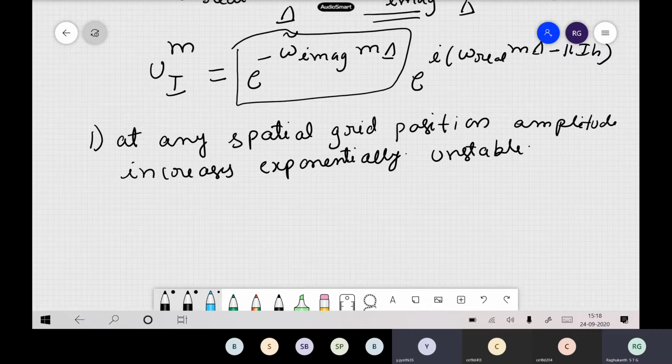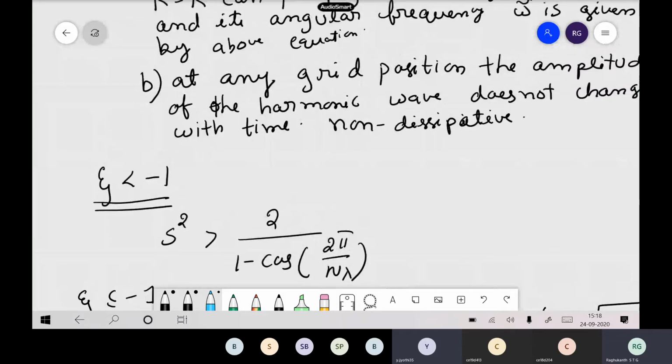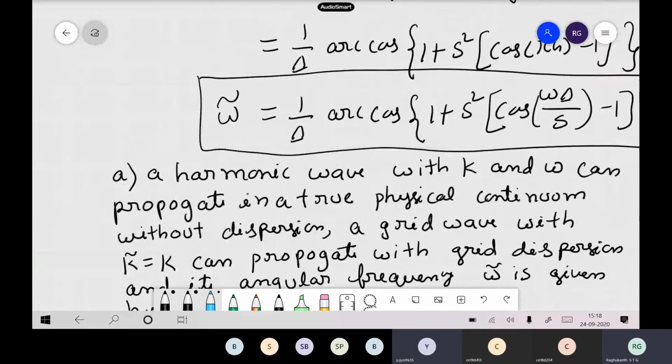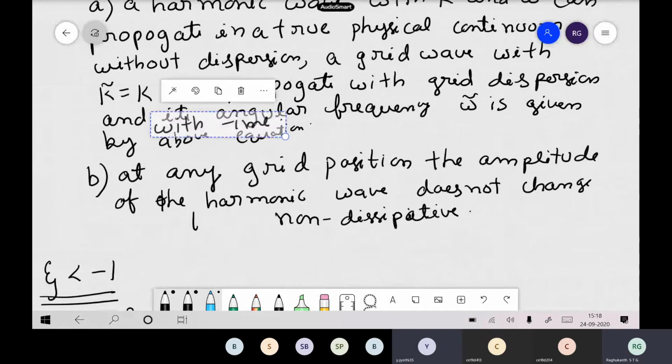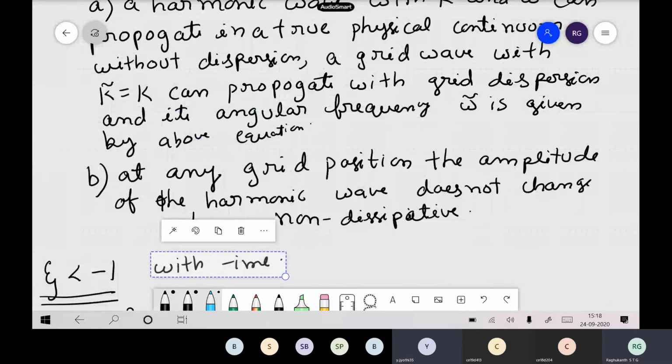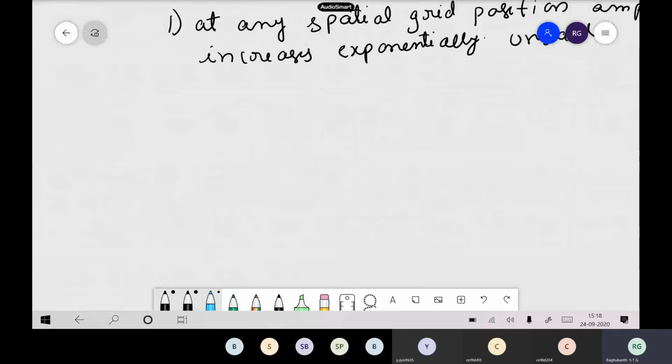Now if you want to have a stable scheme, you should select your delta and h, the time increment and the spatial increment, such that psi will lie only from -1 to 1. So this case is perfectly fine. Whereas this scheme is basically a problem. These are some important observations.